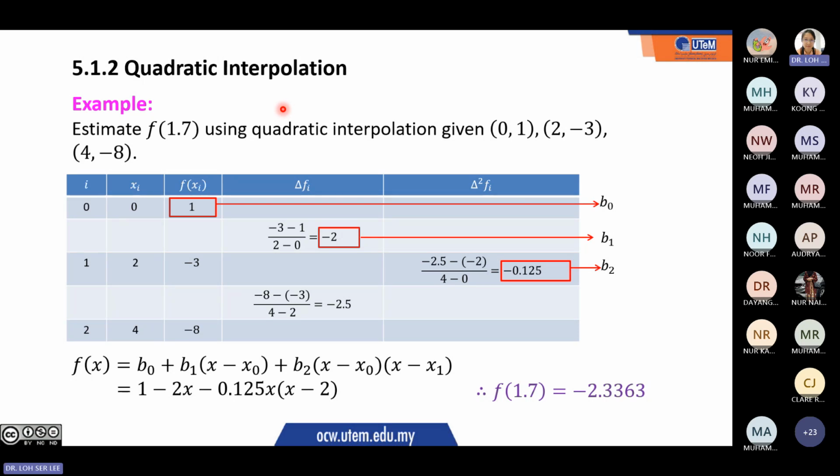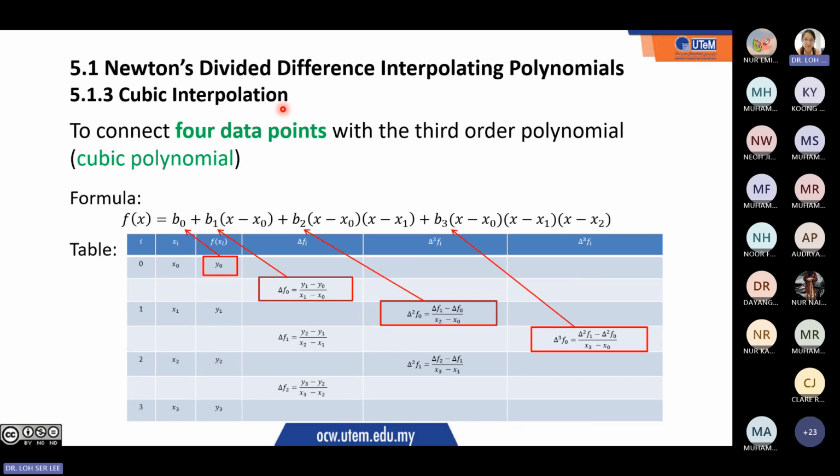Okay, next one, we look at the cubic interpolation. Cubic means we need 4 data points. Instead of cubic interpolation, we can use the term third order. Third order means we stop at B3 because we have x cubed.